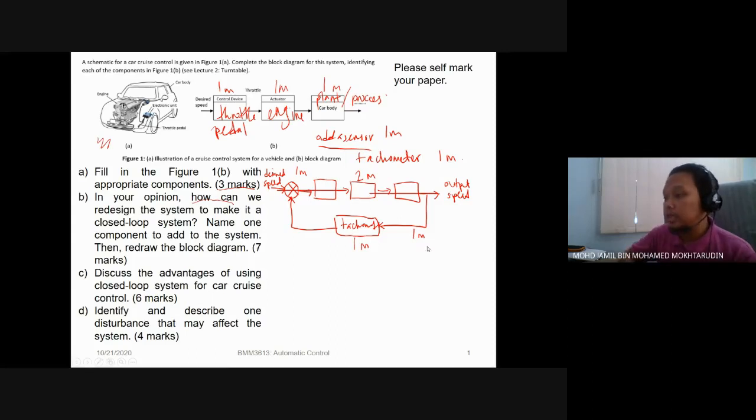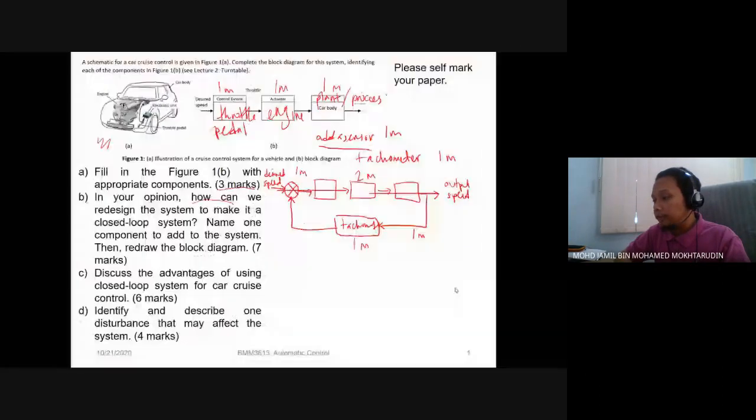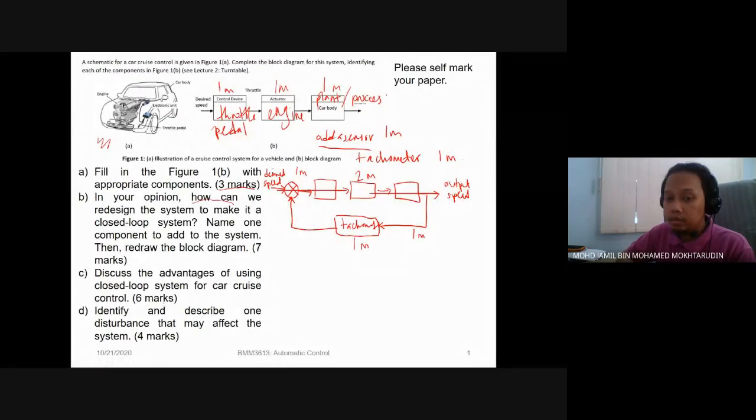All right, so question C basically asks you to give the advantages of a closed loop system. If you look at lecture number 1, I already put a table describing the differences between closed loop and open loop. Since this question is 6 marks, maybe you can give three advantages of using a closed loop system.